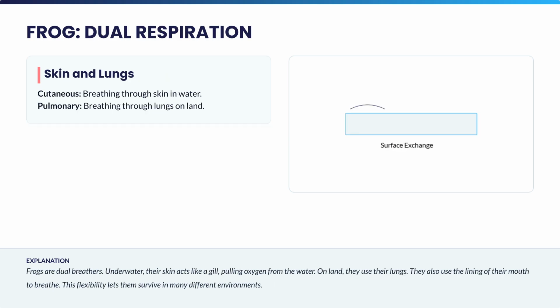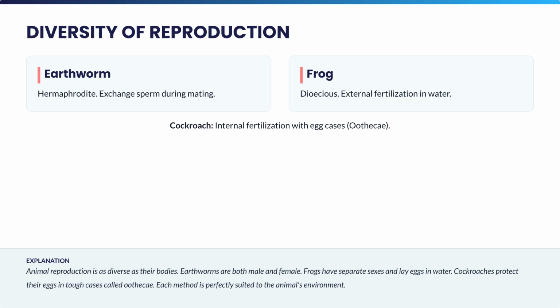Frogs exhibit dual respiration. They breathe through their skin in water, cutaneous, through their lungs on land, pulmonary, and also use the lining of their mouth. This flexibility aids survival in diverse environments. Animal reproduction varies greatly. Earthworms are hermaphrodites. Frogs are dioecious with external fertilization in water. Cockroaches use internal fertilization, protecting their eggs in tough oothecae.